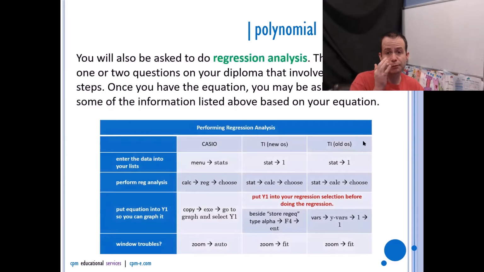Okay, so regression analysis, you will find this breakdown on page 46 of book 1, and have it handy because we will do regression analysis for polynomials, for sinusoidal, for logarithmic, for exponential. We do it a fair amount from here on in, okay? There'll be 1 or 2 questions on your diploma that involve regression steps. Once you have the equation, you may be asked to answer some of the information listed based on your equation, okay?